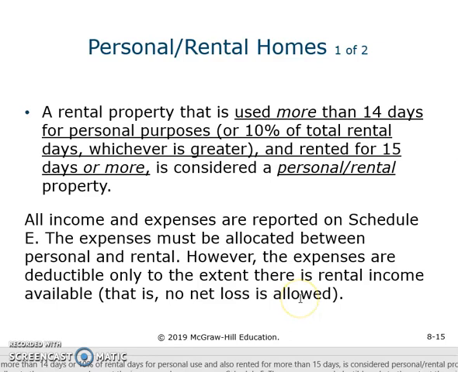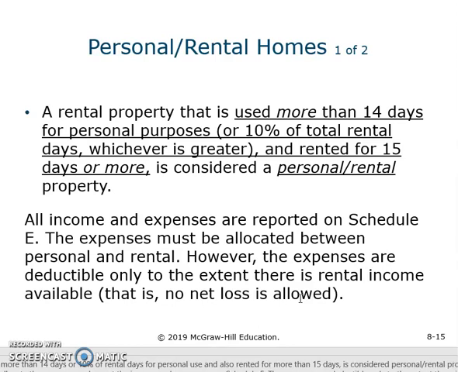So the next thing that we're going to look at is personal rental homes. If we have a rental property that is used more than 14 days for personal purposes, or 10% of the total rental days, whichever is greater, and is rented for 15 days or more, it is considered a personal rental property. All income and expenses are reported on Schedule E.